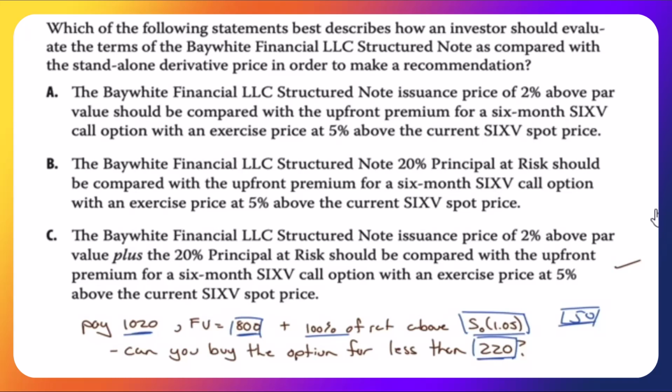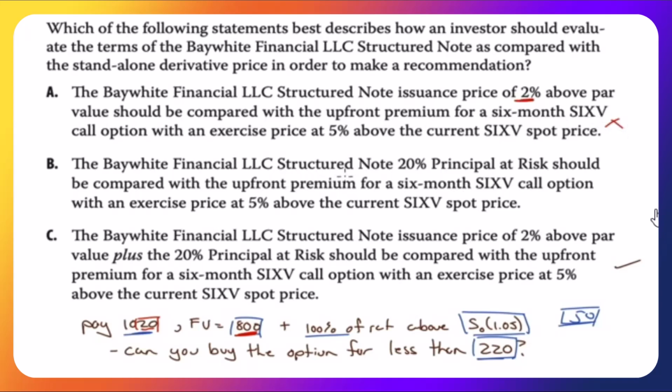Let's see, the Bay White Financial LLC structured note issuance price of 2% above par value should be compared with the upfront premium for a 6-month SIXV call option with an exercise price at 5%. Well, it's not just the 2% you're paying. You're paying 2% more than the $1,000. You are paying that $20 because you're not getting that part back, but you're only being guaranteed $800, or at least principal protected for $800. So it's not the 2%. We can get rid of that.